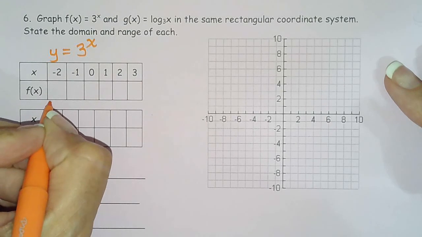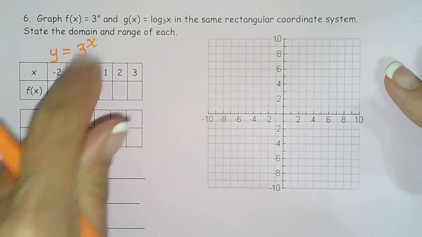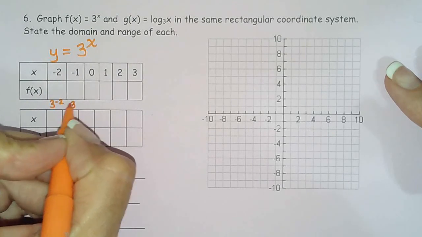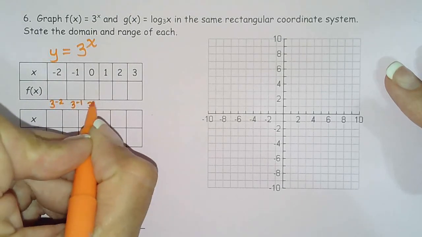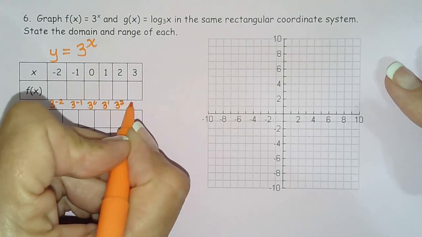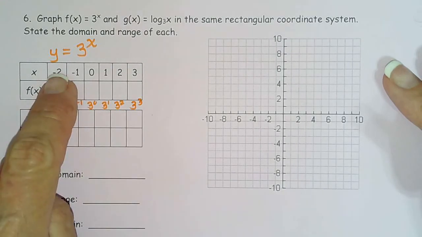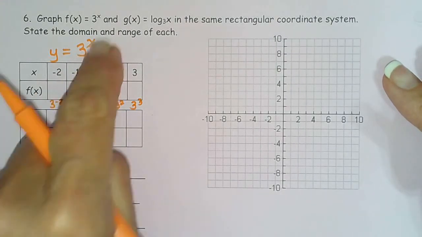Well, I guess I'll write it underneath. So 3 to the negative 2 goes there. 3 to the negative 1 goes here. 3 to the 0th, 3 to the 1st, 3 to the 2nd, 3 to the 3rd. So those are plugging in each of these numbers for x.